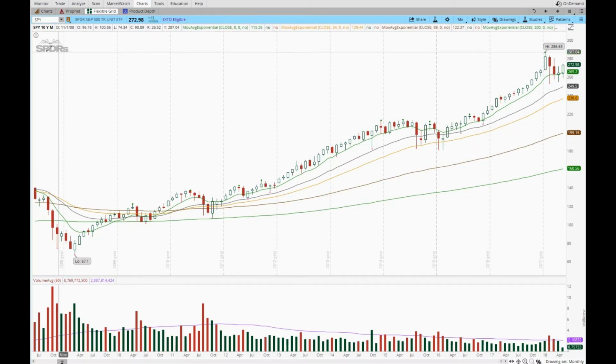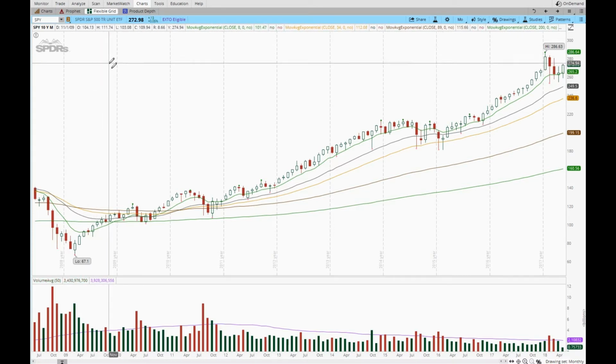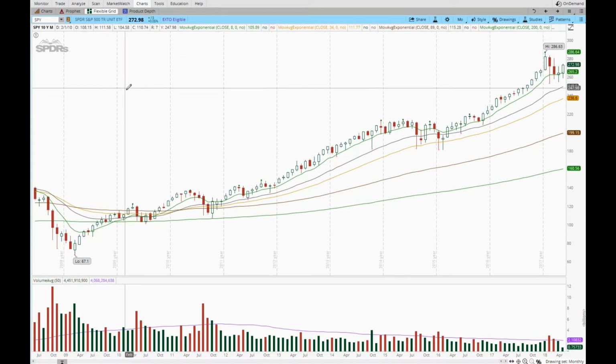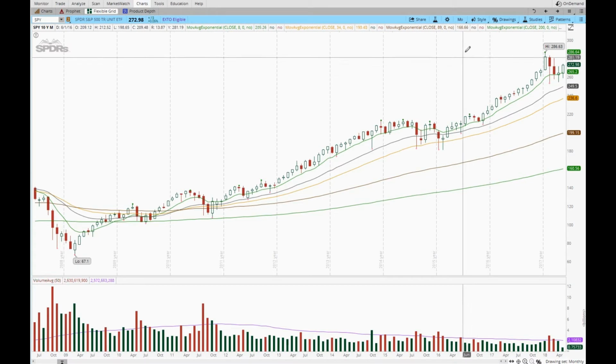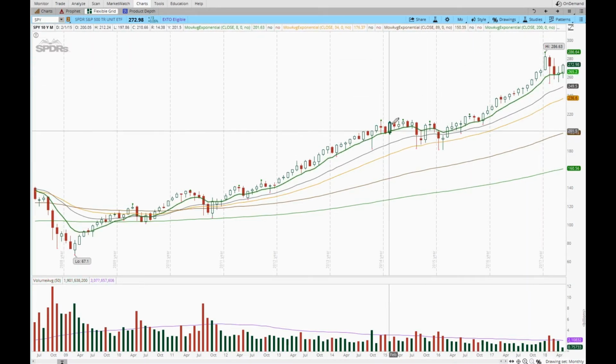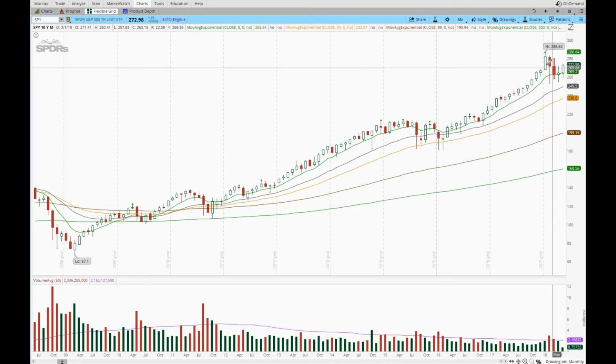I do have here the spiders, which is the S&P 500 index on the monthly chart. So basically, we are in an uptrend. We have been retracing a little bit, but then we created this bull flag, and we are moving upwards again.